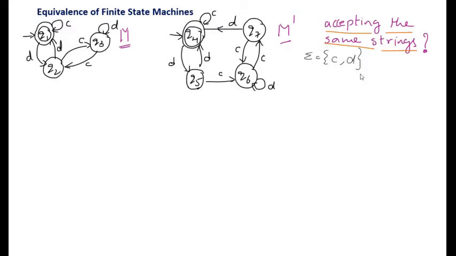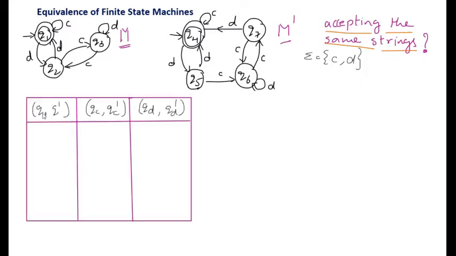For that, we need a comparison table of n plus 1 columns, where n is the number of input symbols. In this table, first we need to write Q and Q dash as a pair. That means it is a pair of states from M and M dash respectively. We need to start the table with Q1 and Q4 because Q1 is the starting state in M and Q4 is the starting state in M dash. Now we will fill the cells.